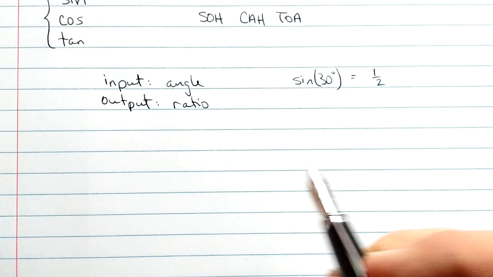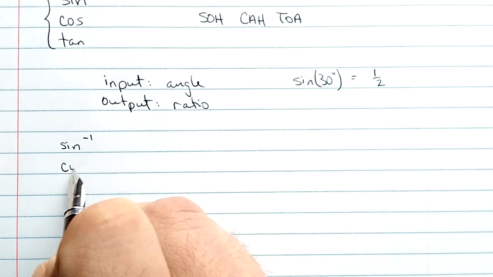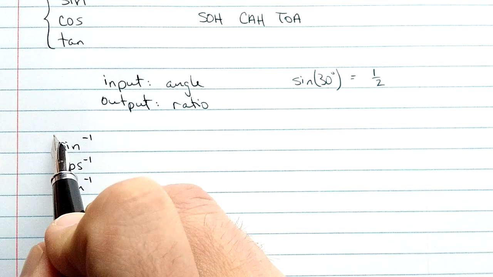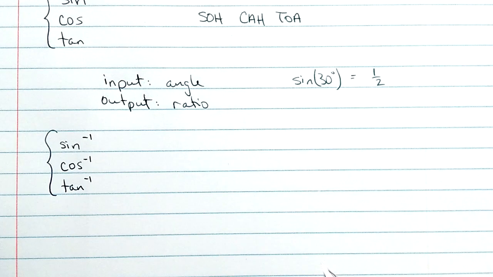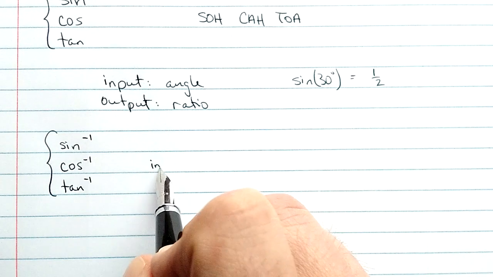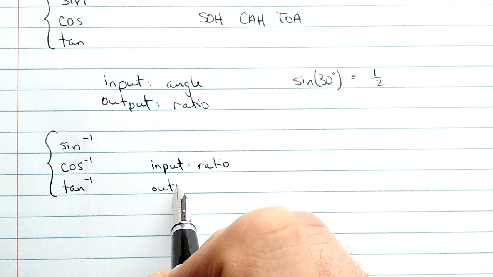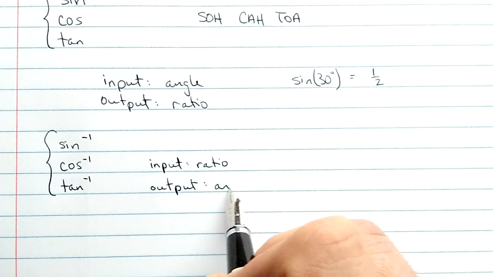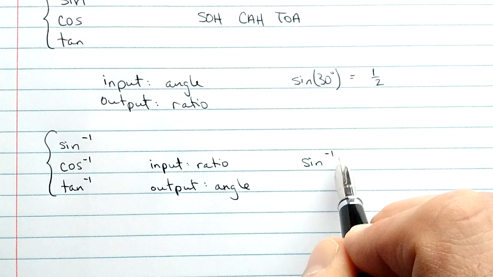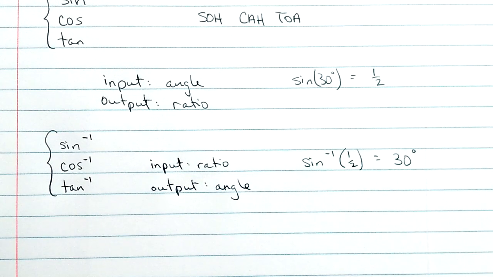Now for the inverses, they have slightly different notation. We put a little -1. It's not an exponent. That's the symbol we use for inverse. There are other ways to write this, but this is what's printed on your calculator, what most people use. So that says sine inverse, cos inverse, tan inverse. And for these ones, the input value is the ratio or the number, and the output value is the angle. So for example, if we were to use sine inverse of 1/2, we'll find that the answer is 30 degrees.